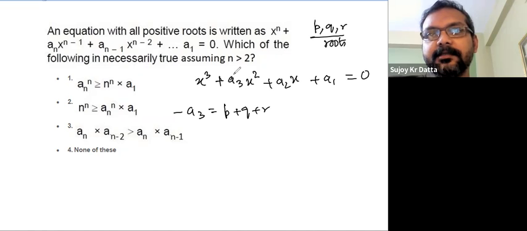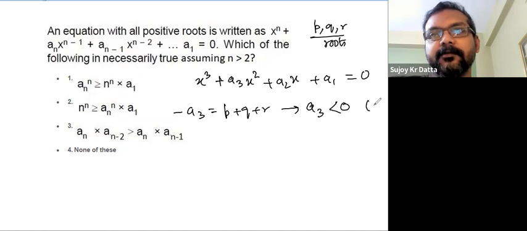And B here is the second term in this case, and A is the first term. So minus a3 over 1. So this is what we have. Or in other words, we can clearly say that a3 is negative of P plus Q plus R. So a3 is less than 0. So that's point number 1.